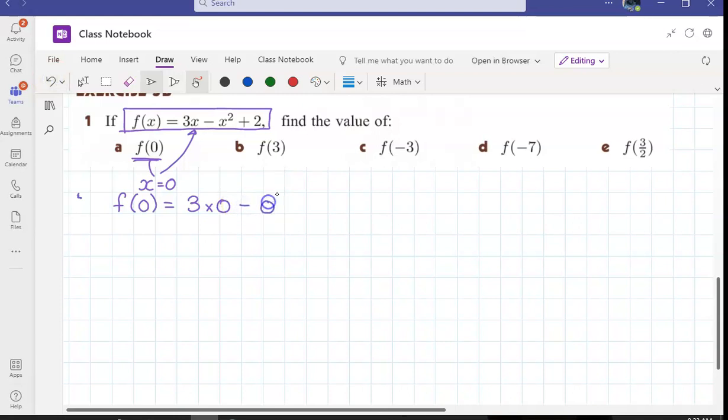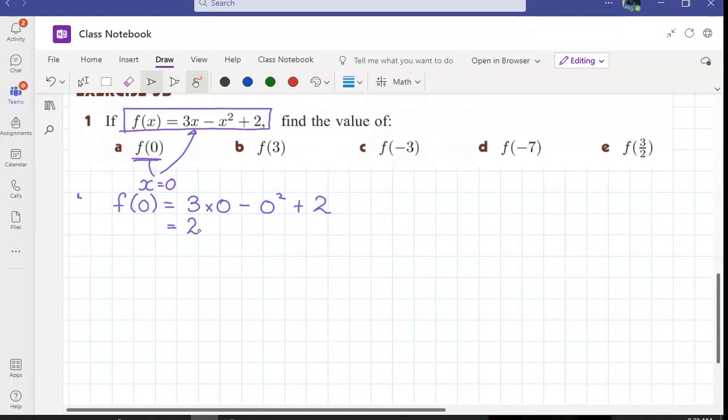Minus 0 squared plus 2. And you should be going, geez, Mac, why are you even writing all of that in? Because we know 0 times anything is 0. 0 squared is 0. So we should know that this is actually just 2.